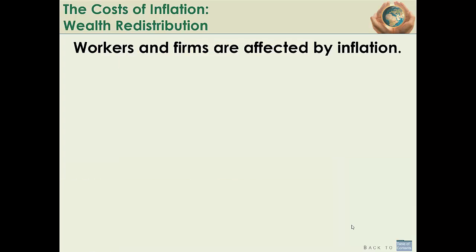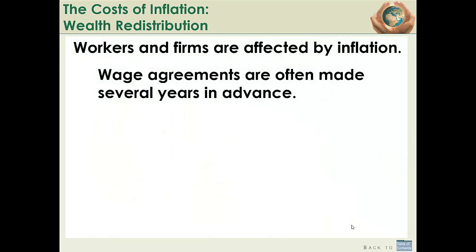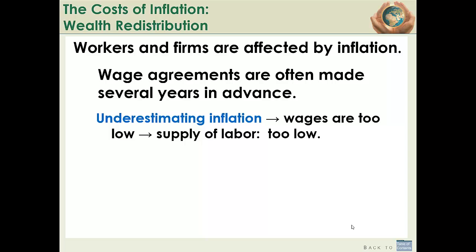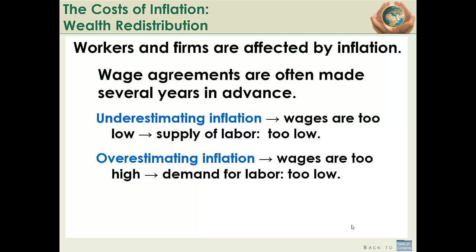Now, workers and firms are also affected by inflation. Wage agreements are often made several years in advance, and if we underestimate inflation, wages are going to be too low. And so in real terms, the supply of labor too is going to be too low. If we overestimate inflation, then we're going to set wages too high, which means that firms will not want to hire as many people, and so the demand for labor is going to be too low.